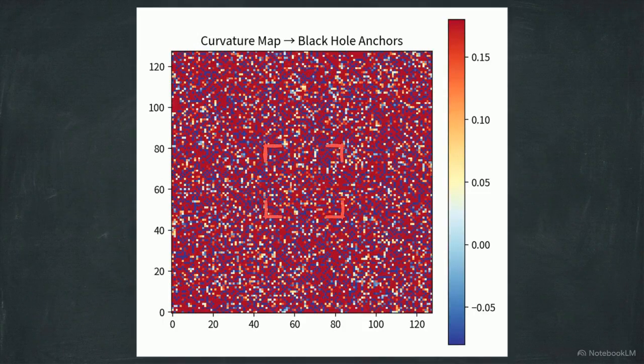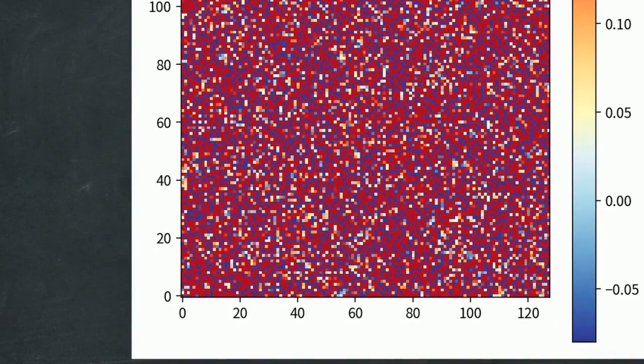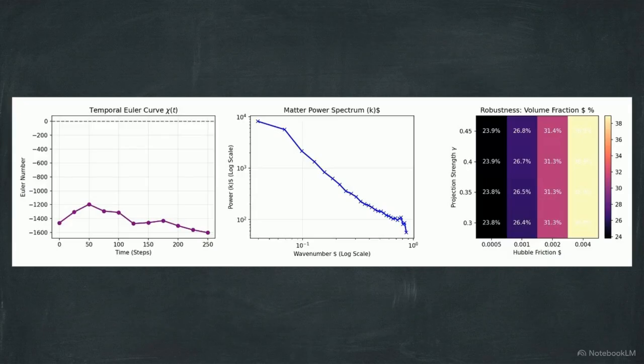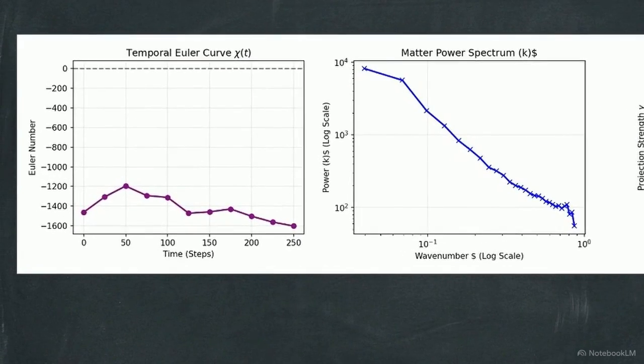This curvature map shows the emergent two-dimensional slice of those filamentary structures. The projection operator forces the clustering, but the resulting entropy gradients source the actual geometric curvature, locking the structures into these granular black hole anchors. On the far left panel of this dashboard, the temporal Euler curve tracks the topological phase transition. The purple line stabilizes deep in the negative axis, hitting negative 1602, the mathematical signature of a spongy, filamentary network.